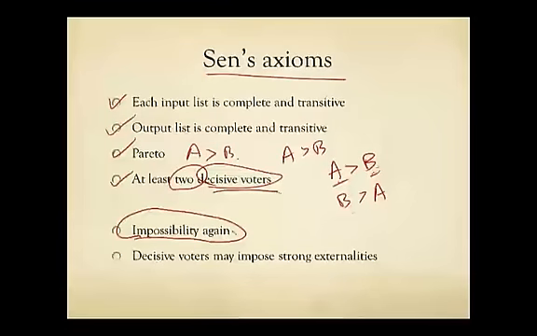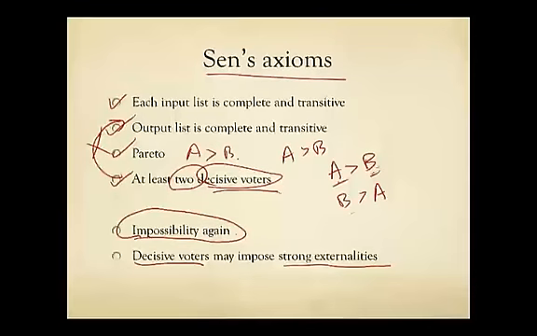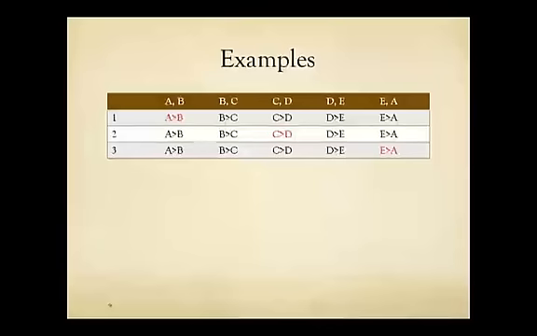It's an impossibility result again. And what happens is that the decisive voter imposes a strong externality on all the other voters, and therefore this blocks axiom 2. Just like IIA in Arrow's system blocks axiom 2, possibly leading to cyclic output even though all inputs are transitive. And we'll illustrate this through a way to generate as many examples as you want. And here is how those examples can be generated.